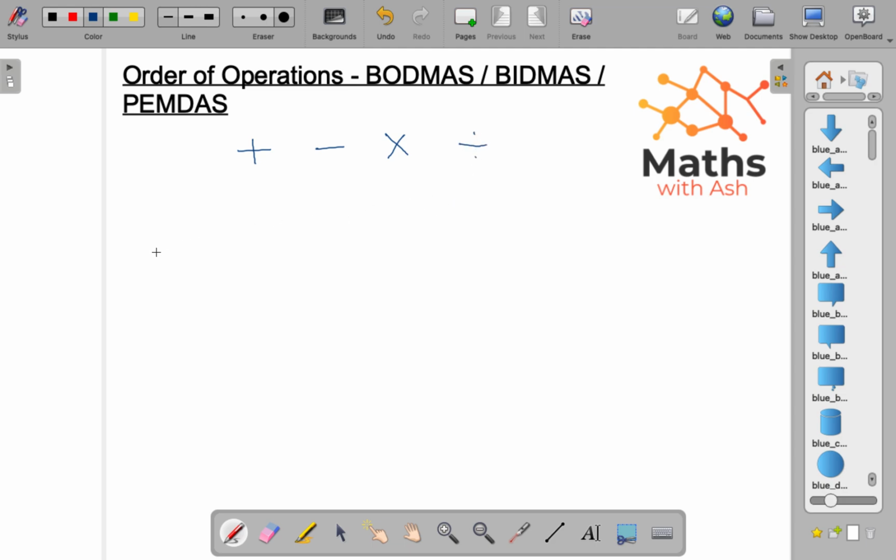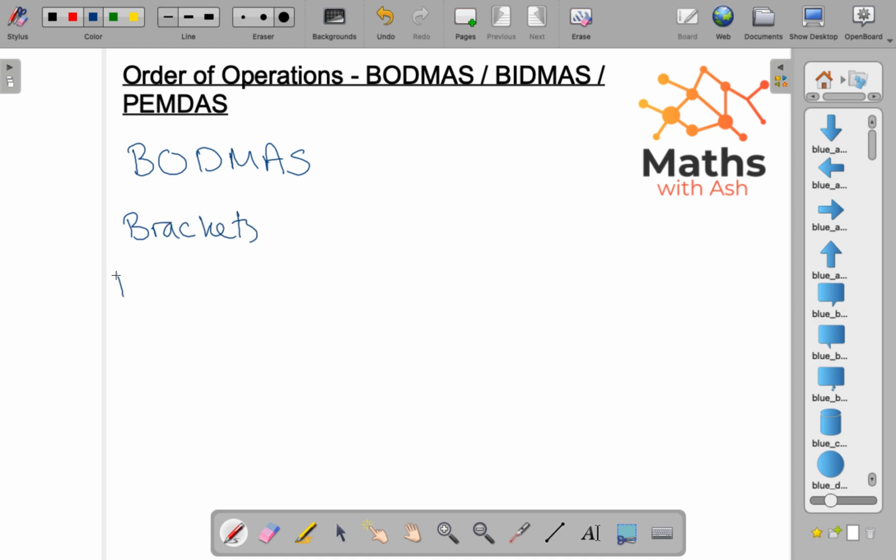So you might have heard this called BODMAS, BIDMAS or PEMDAS. Okay, now these will mean exactly the same thing. It depends on how you're first taught it, which one you'll remember. So BODMAS. The B stands for brackets. Okay, so we've got brackets.